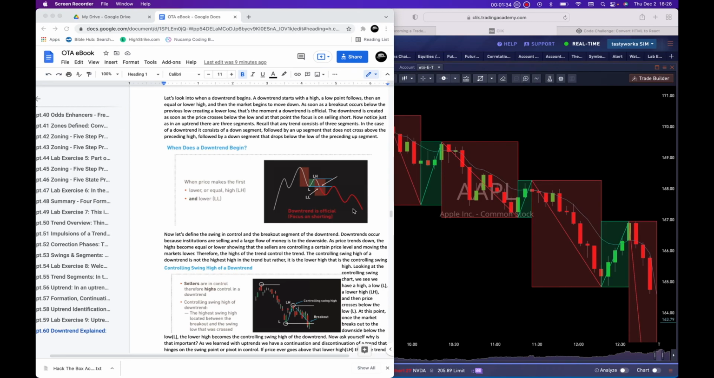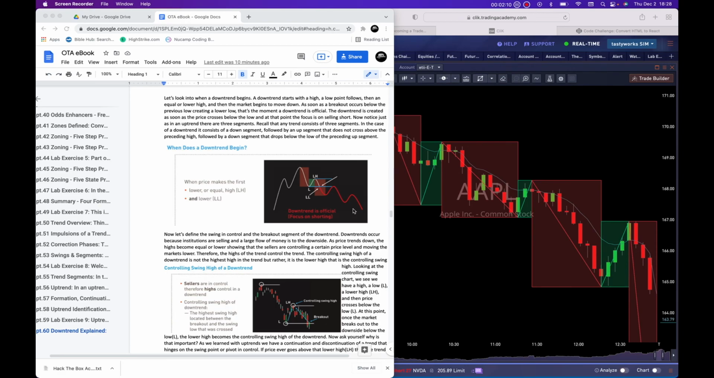The downtrend is created as soon as the price crosses below the low, and at that point, the focus is on selling short. Now notice, just as with an uptrend, there are three segments. Recall that any trend consists of three segments. In the case of a downtrend, it consists of a down segment, followed by an up segment that does not cross above the preceding high, followed by a down segment that drops below the low of the preceding up segment.